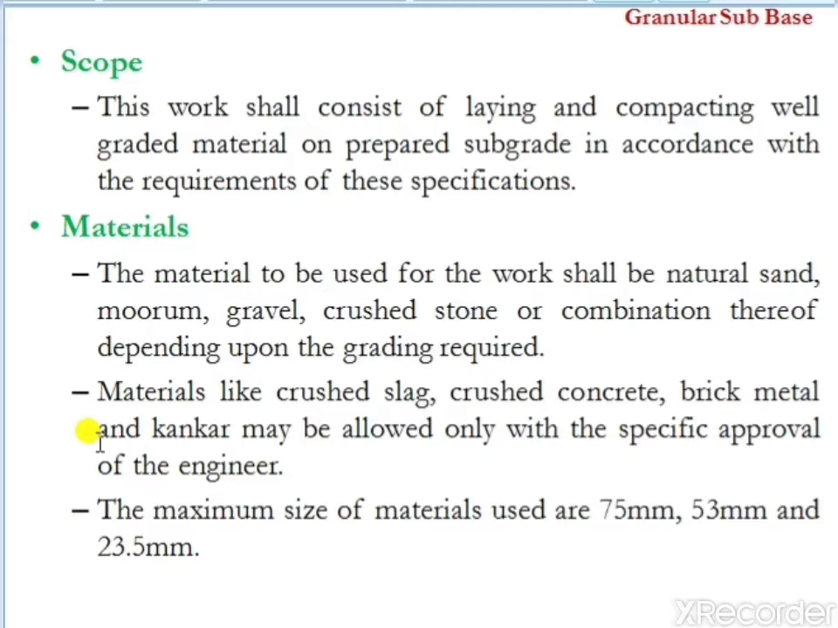So the size of the aggregates or size of the materials which is used in the construction of subgrade is 75 mm, 53 mm, and 26.5 mm. So these are the maximum sizes of the aggregates used in the construction of subgrade soil.